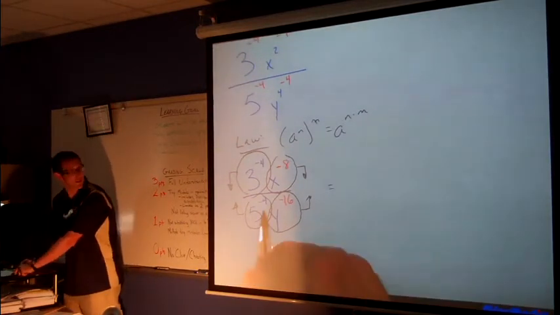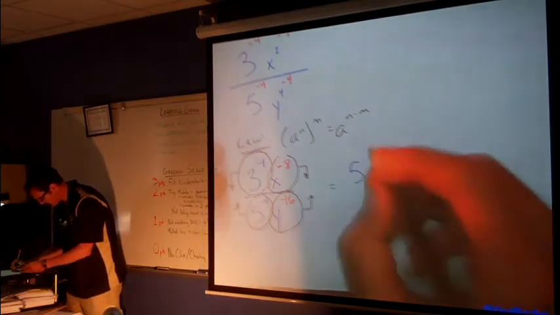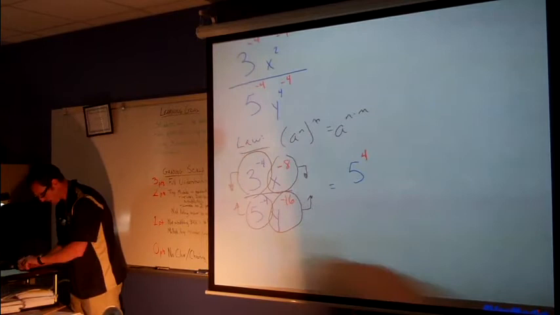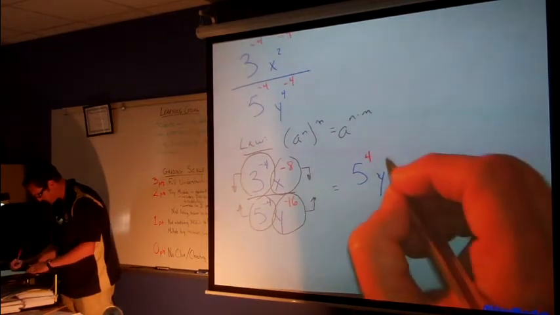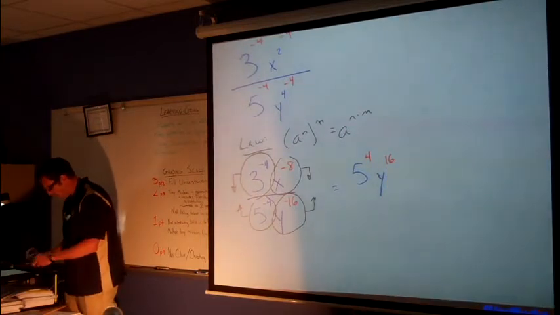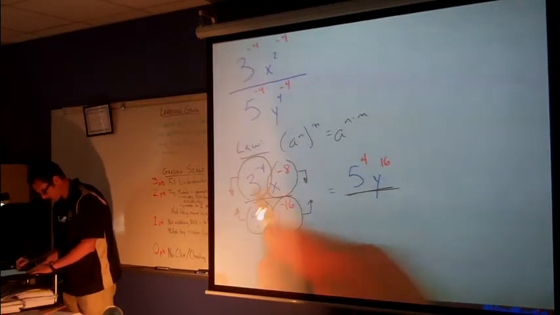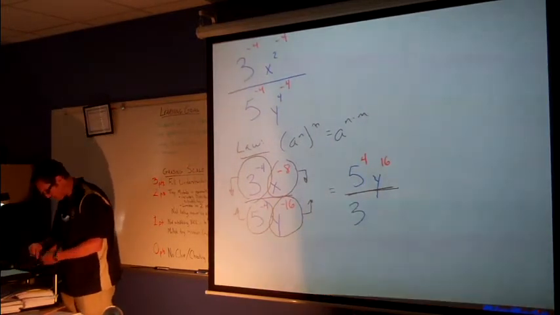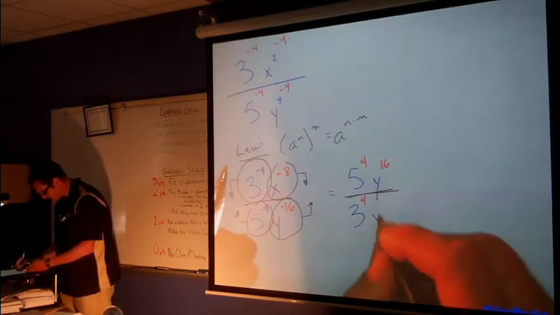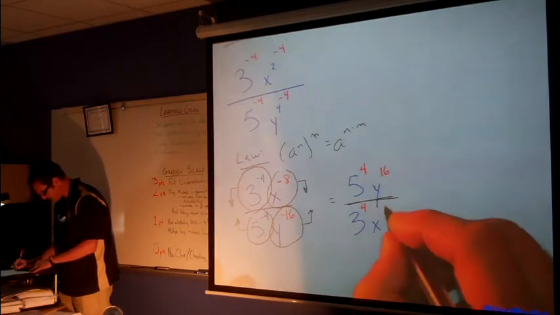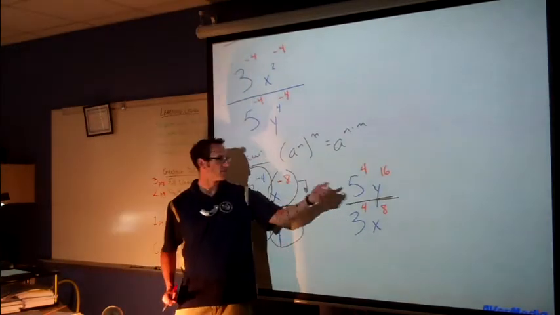So what I'll end up with is this 5 to the negative 4th getting moved to the top, so the exponent can become positive. I have the y to the negative 16th moving to the top, so the exponent can become positive. All those things that I had at the top are now going to be at the bottom. 3 to the negative 4 moves to the bottom, so the exponent can be positive. And x to the negative 8 moves to the bottom, so the exponent can be positive. And so that's where I'm at for now.